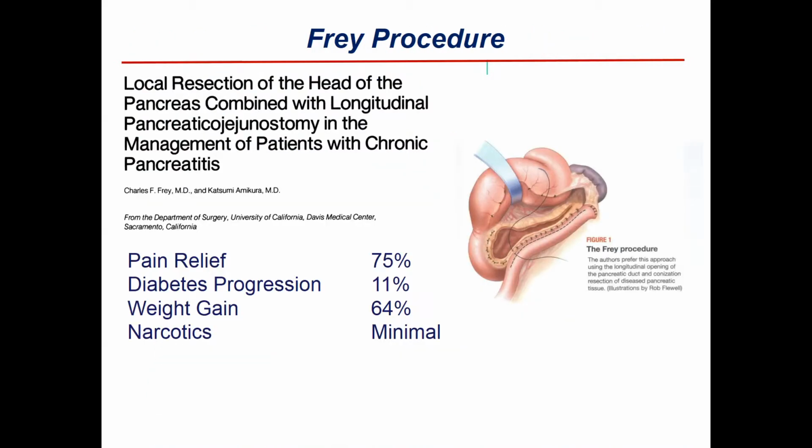So starting with the easy, the Frey procedure was reported by Charles Frey in 1987 in the Annals of Surgery. This is his original paper. And here were the results that he obtained in a cohort of 50 patients. 75% had relief of pain, 11% postoperatively had progression of their diabetes, 64% increased weight, and he described post-surgical narcotic utilization as minimal, but without a number. And here you can see, by extending the classic Puestow to include the head of the pancreas, you then set up a target for the limb to completely drain the organ.